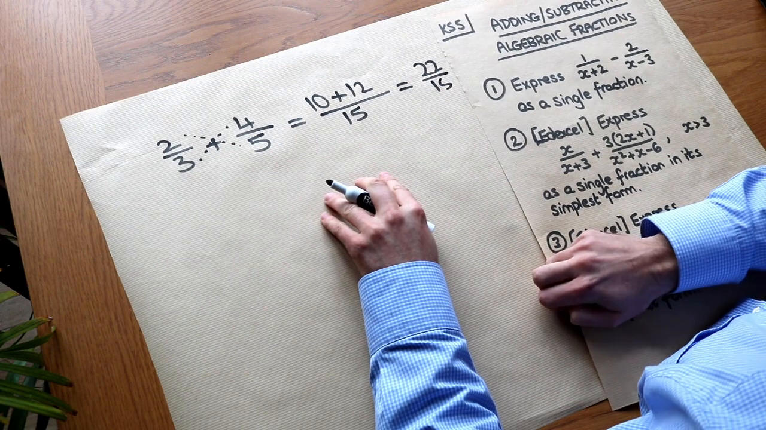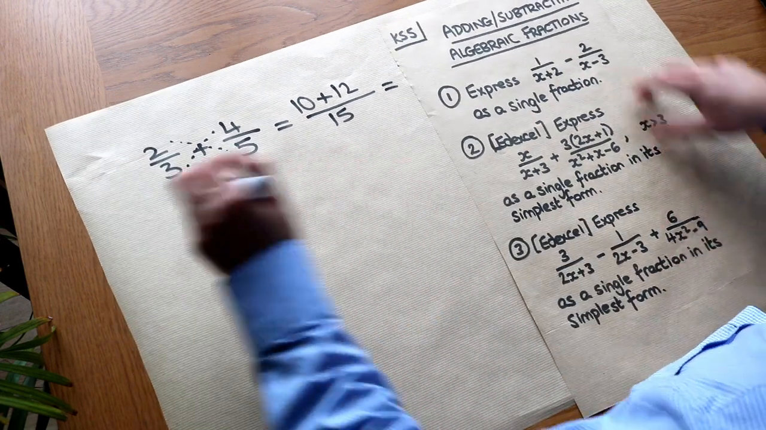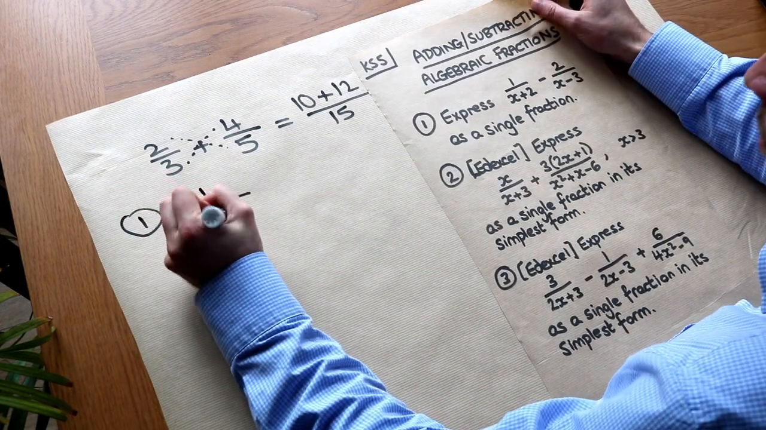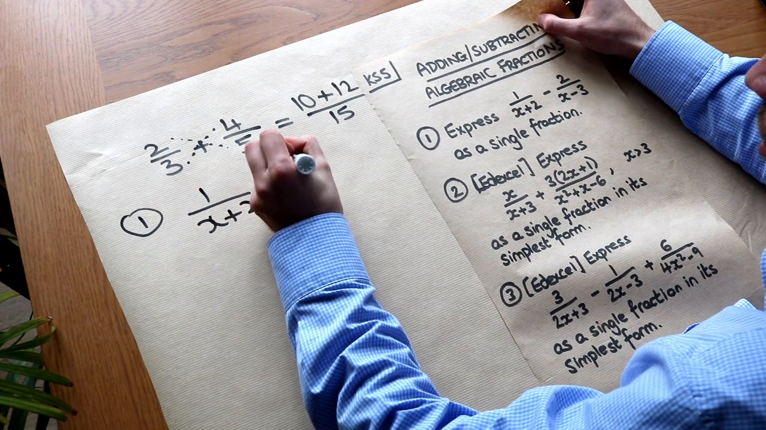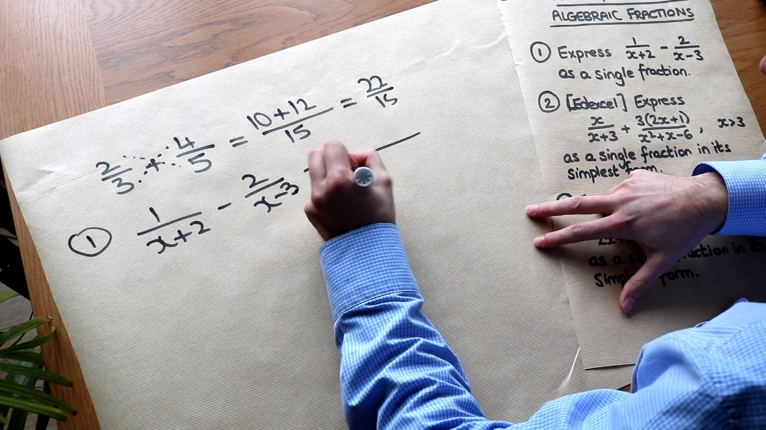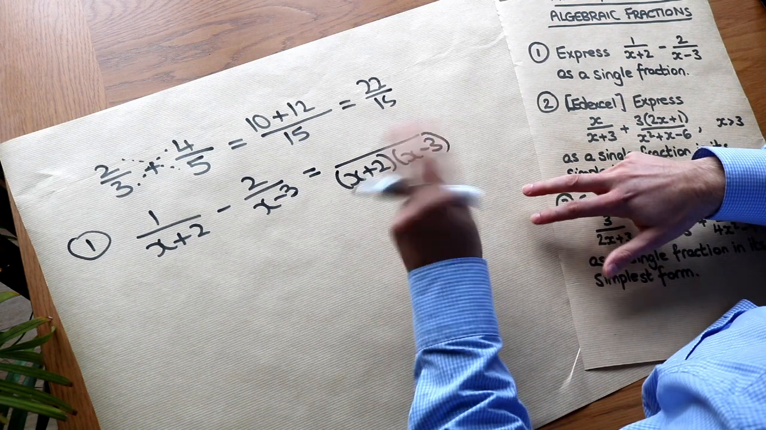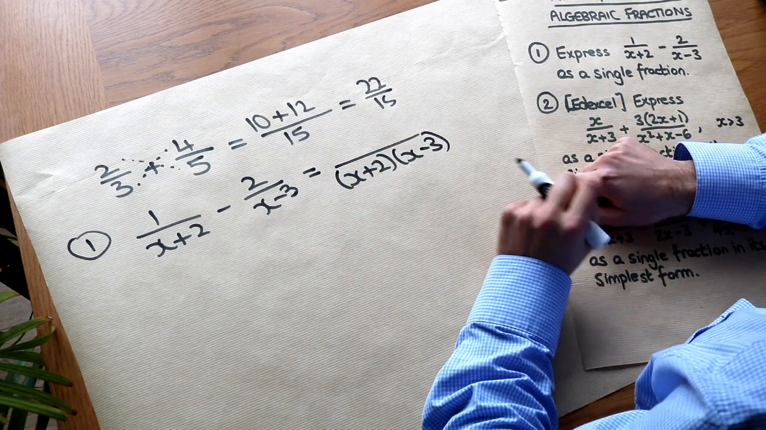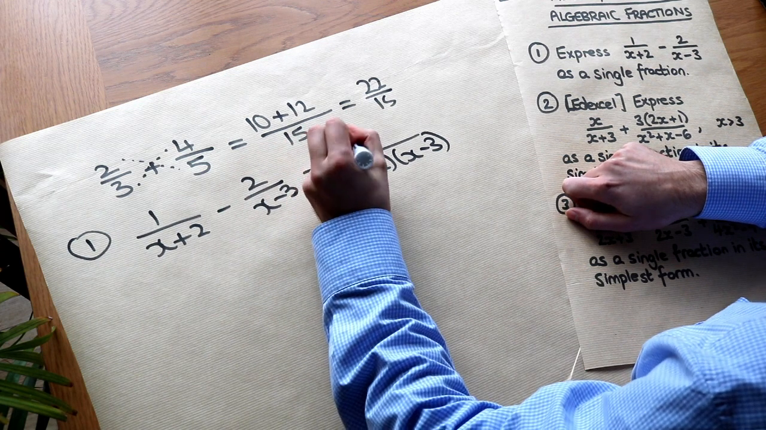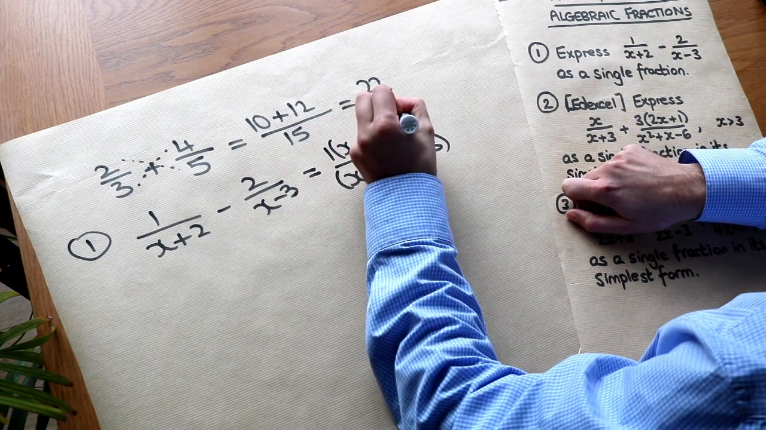So let's use that principle here. We want to multiply the denominators and cross multiply the numerators to add or subtract these. So we've got 1 over x plus 2 minus 2 over x minus 3. So as I said, we multiply the denominators to give x plus 2, x minus 3. There's no need to expand that, we can just leave that factorised, and then we cross multiply the numerators. So we get 1 times x minus 3, and then we're minusing 2 times x plus 2.